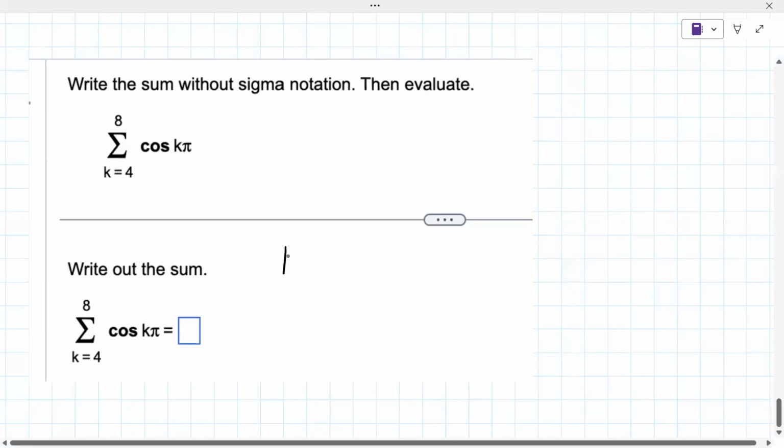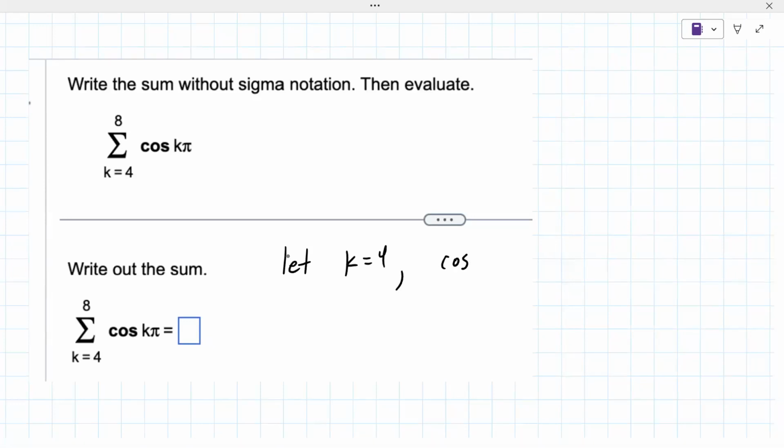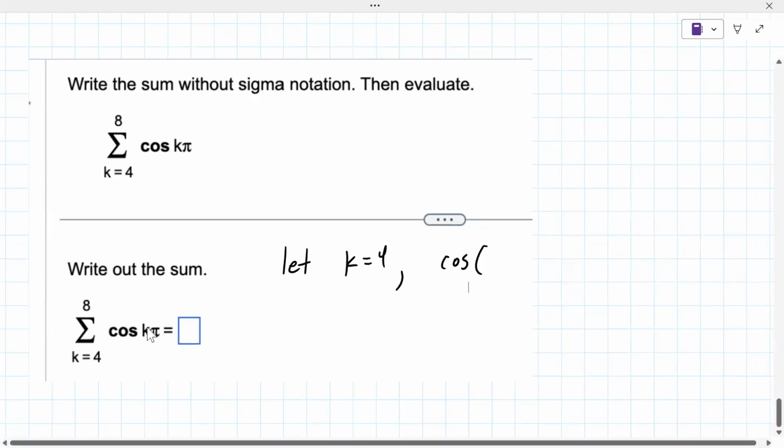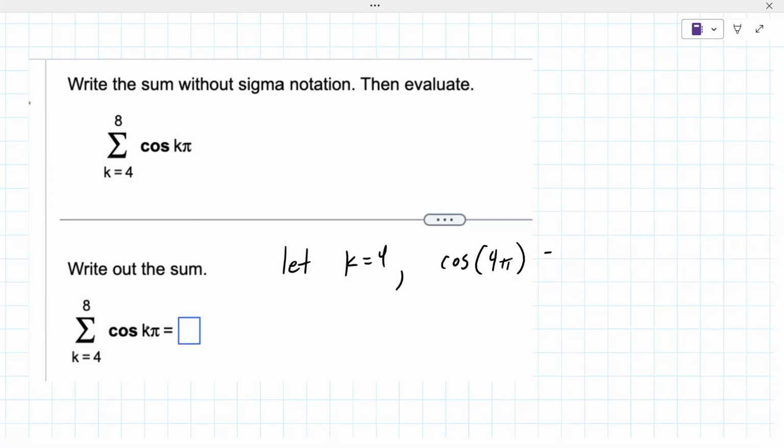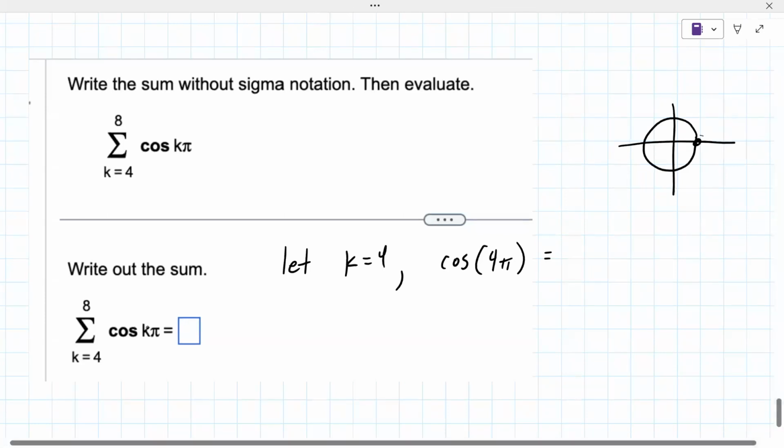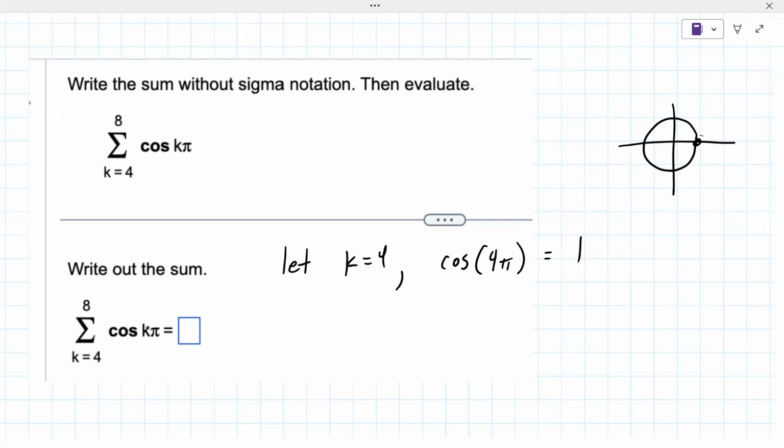So it's almost like you're writing, okay, let k equals 4. Then it's cosine, instead of k pi, it's 4 pi. Okay, and then what you're supposed to remember here is where is 4 pi on the unit circle? Well, if you go all the way around once, that's 2 pi, and if you go all the way around again, it's 4 pi. So you're back here, and cosine is the x value. The x value there is 1. Oh boy, that was bad.